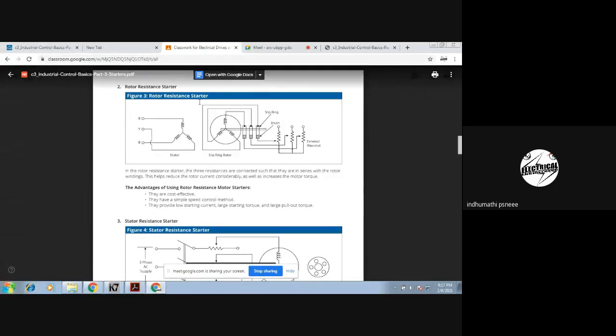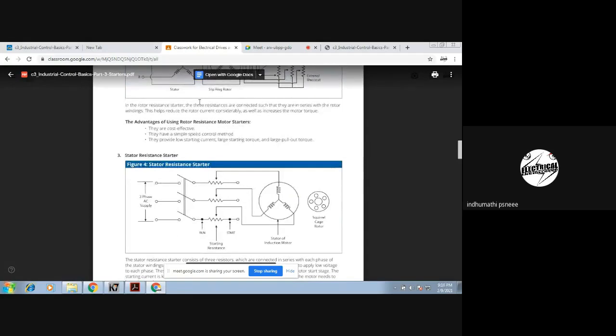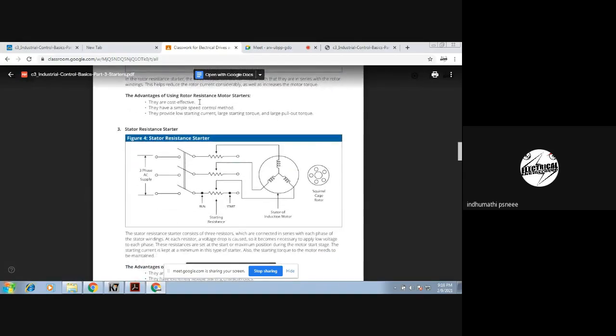Next, the rotor resistance method and the stator resistance method. This is not an important starter, because the rotor resistance is mainly used in the slip ring induction motor, and the stator resistance is widely used in the squirrel cage induction motor. In the squirrel cage induction motor, the DOL starter and auto transformer starter are used a very large amount of the time.